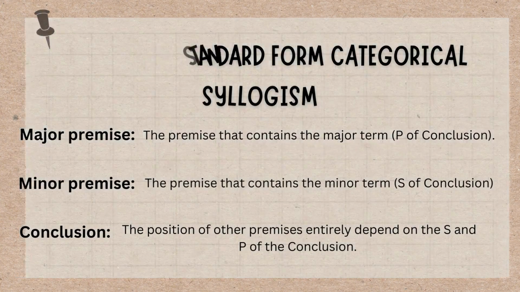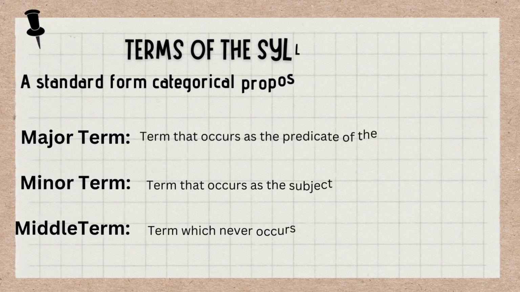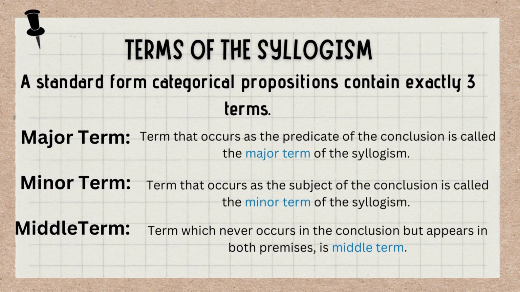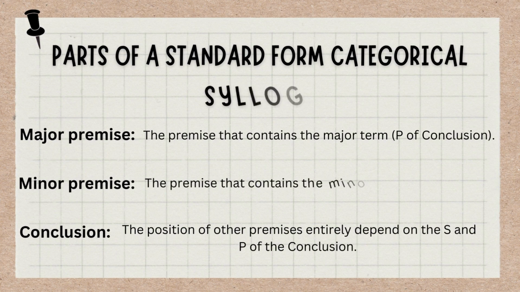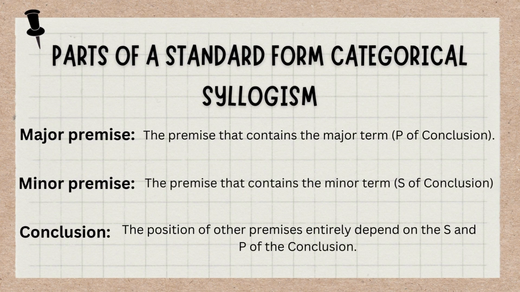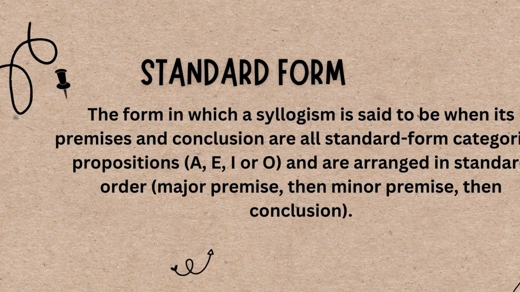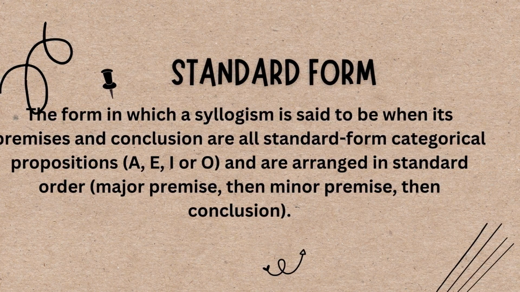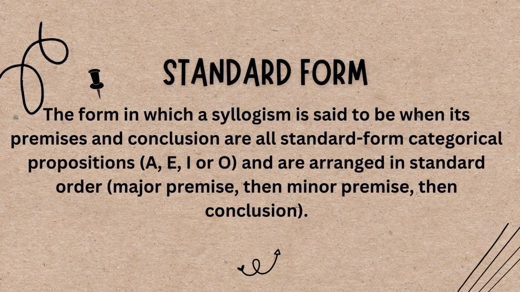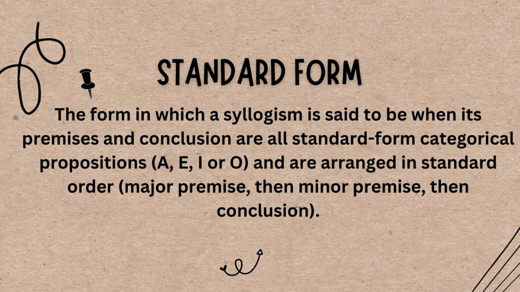As we have seen in the two slides, a standard form categorical syllogism contains exactly three terms. So in the next slide too, we can see parts of a standard form categorical syllogism. So what is this standard form? A syllogism is said to be in standard form when its premises and conclusion are all standard form categorical propositions, that means A, E, I or O, and are arranged in standard order: major premise, then minor premise, then conclusion. This format is called standard form.